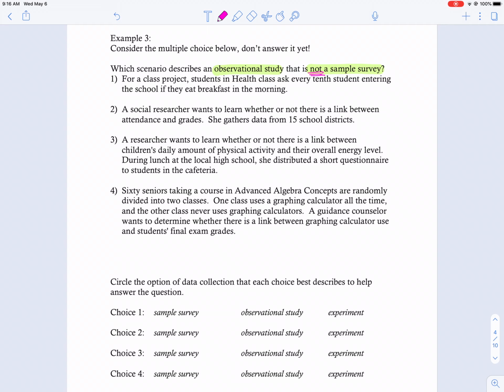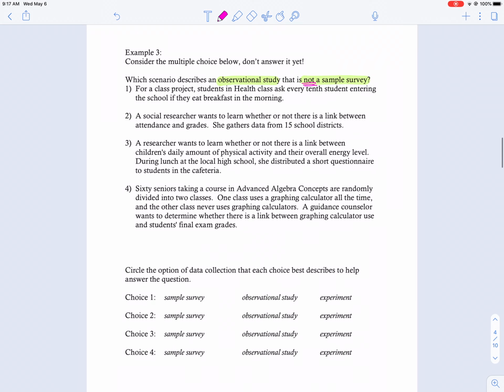Number 4 says, 60 seniors taking a course in advanced algebra concepts are randomly divided into 2 classes. One class uses a graphing calculator all the time, while the other class never uses the graphing calculators. A guidance counselor wants to determine whether there is a link between graphing calculator use and a student's final exam grades.